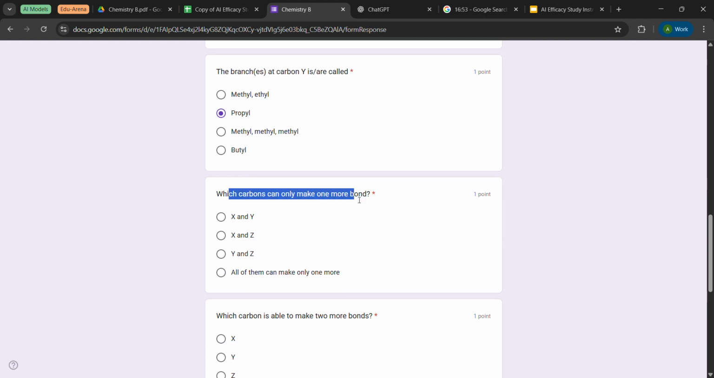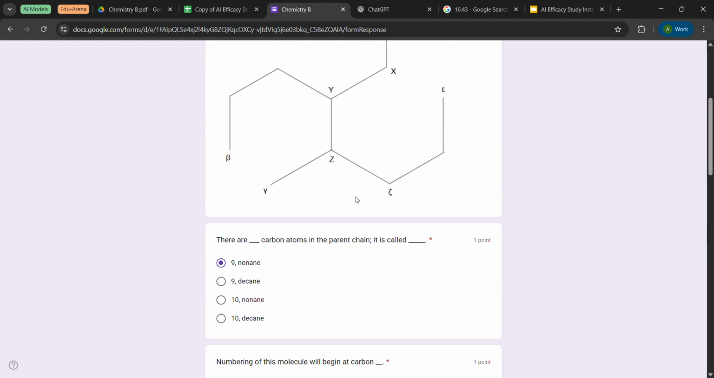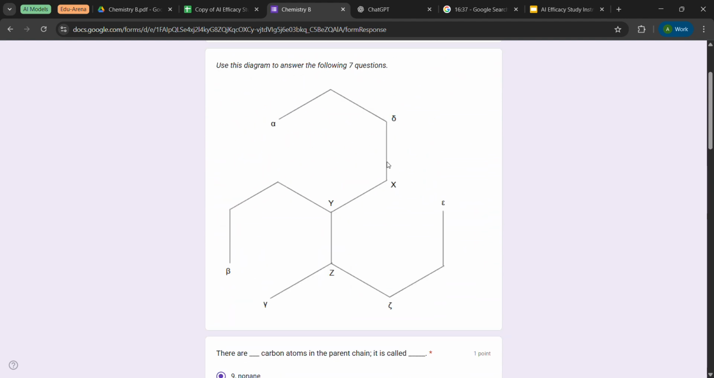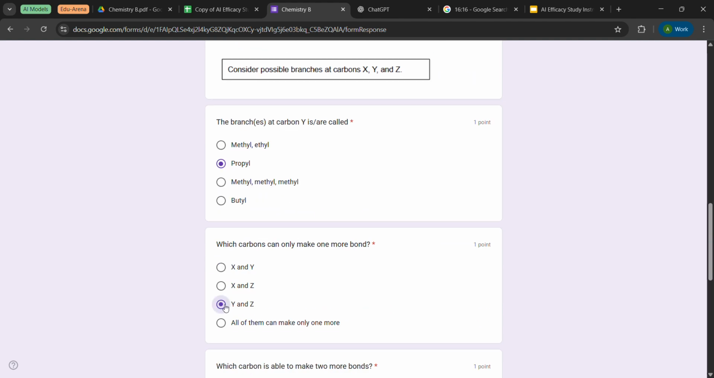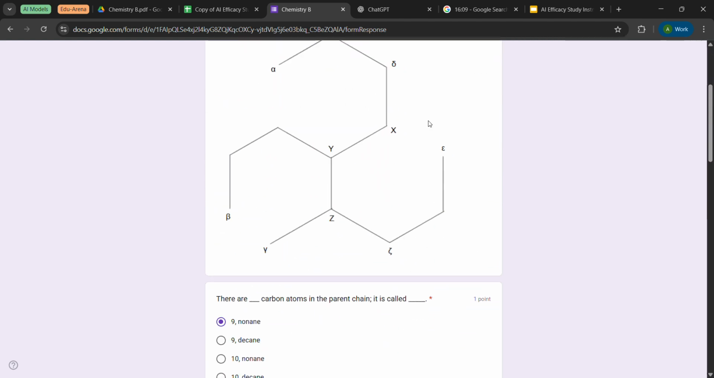Which carbon can make only one more bond? Okay, so this is XY, YZ, and XZ. So X is connected to 2 carbon atoms, so it can make 2 more. Z and Y are basically the same. It is connected to 3 carbon atoms, so it can make 1 more. The same goes for Z. It is connected with 1, 2, and 3, so it can make 1 more. So I'm guessing the answer should be Y and Z. Which carbon? Okay, that is X, definitely. Since X is connected to 2 carbon atoms, it can make 2 more.